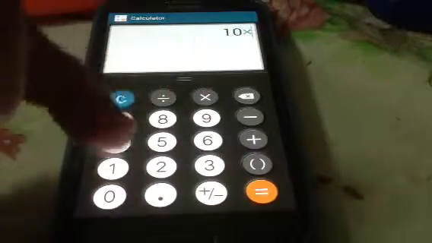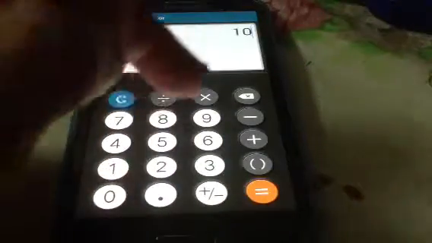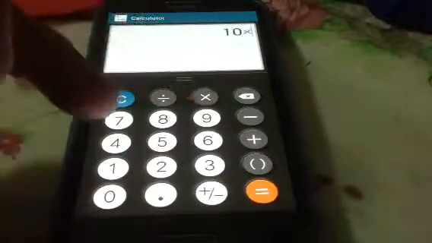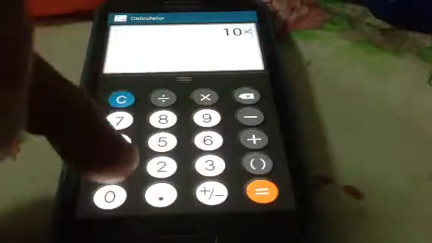10 times 4 is 40. 10 times 5 is 50. 10 times 6 is 60. 10 times 7 is 70. 10 times 8 is 80. 10 times 9 is 90. 10 times 10 is 100. 10 times 11 is 110. 10 times 12 is 120.